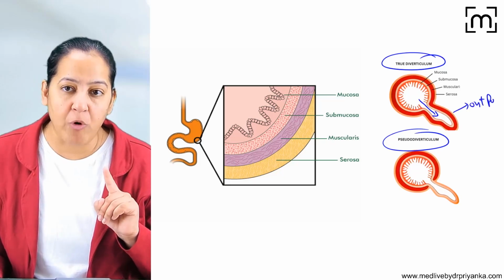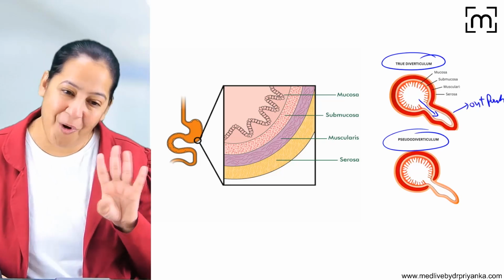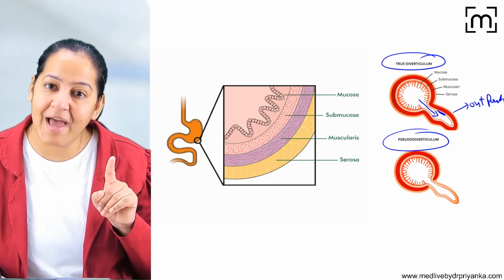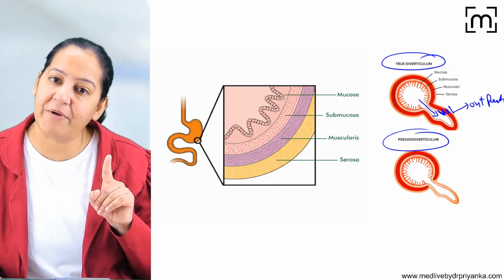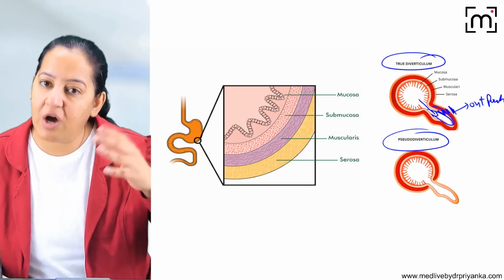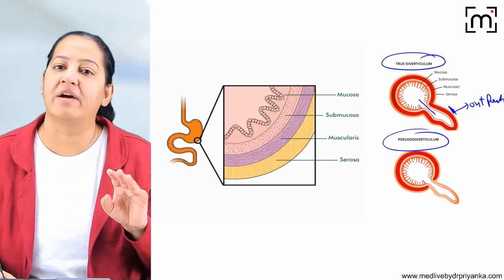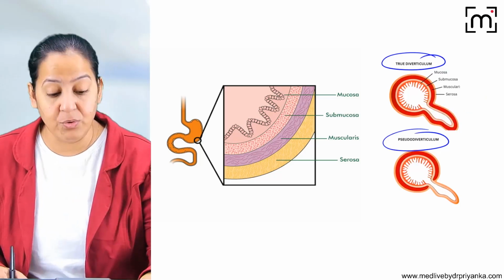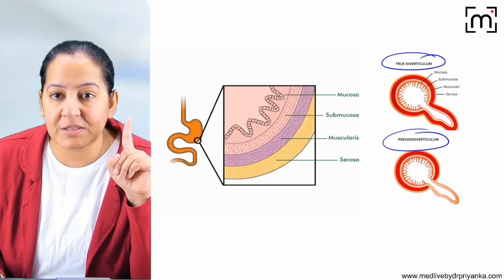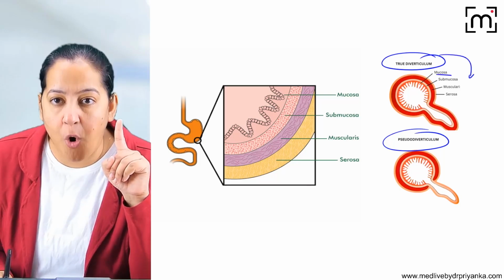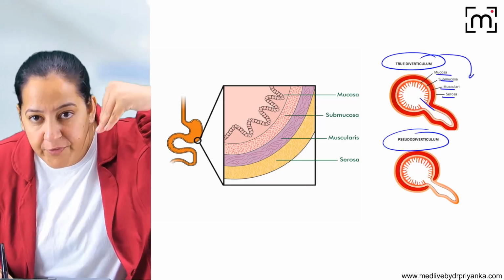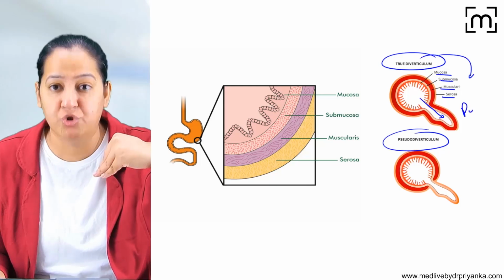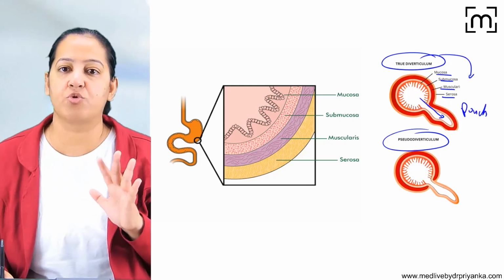can you see the outpouch here? The wall of this outpouch contains all 4 layers, that is, mucosa as well as submucosa as well as muscularis propria as well as serosa. So the wall of the outpouching containing all 4 layers is known as true diverticulum. In this one you can see all the 4 layers are protruding out and producing a pouch.